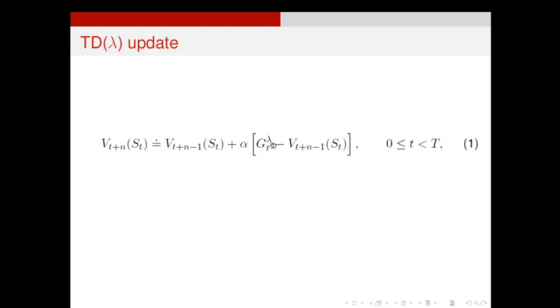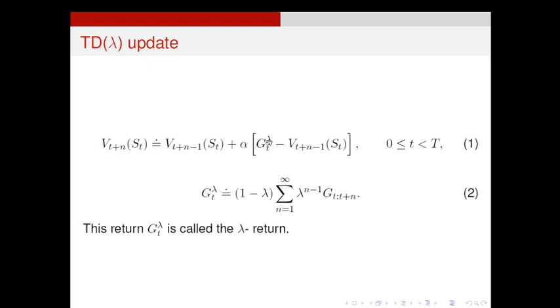Then how can we define this G_t^lambda? The answer is here. G_t^lambda is a cumulative sum, a weighted average. It is defined as 1 minus lambda times the sum over n equals 1 to infinity of lambda raised to n minus 1 times G_{t:t+n}. We are familiar with this term: this is the n step return. This n step return is weighted by lambda raised to a power, and then scaled by a factor 1 minus lambda.